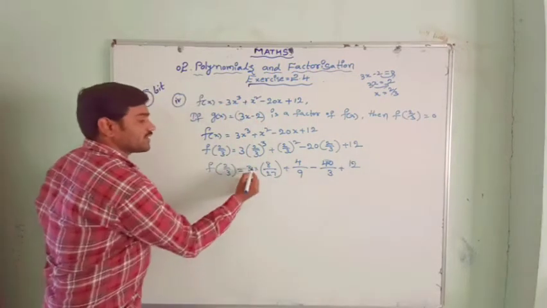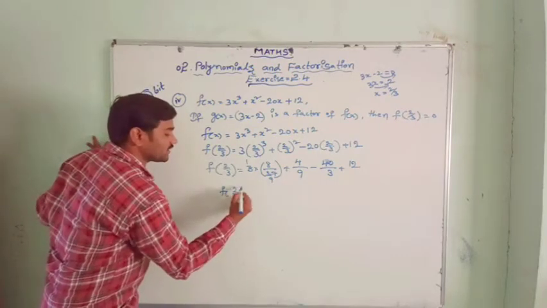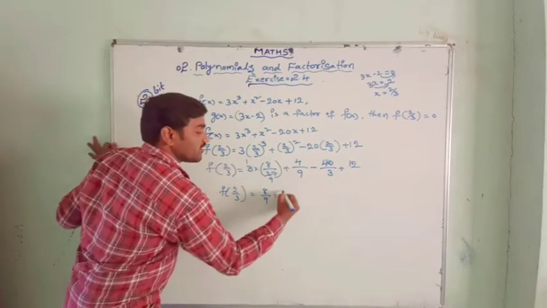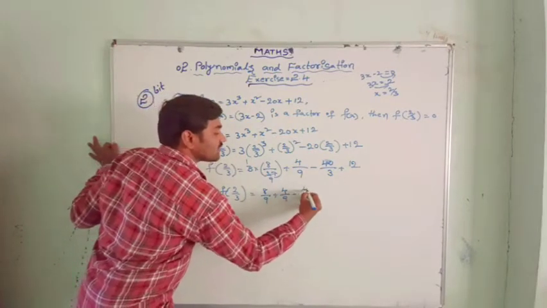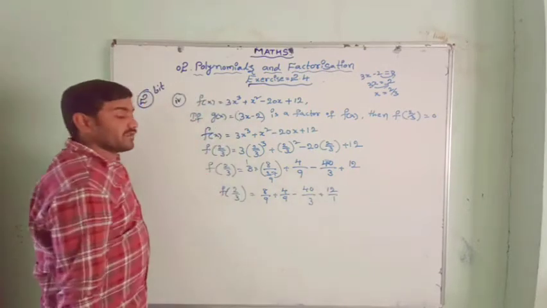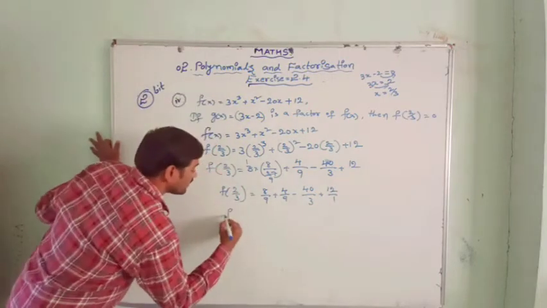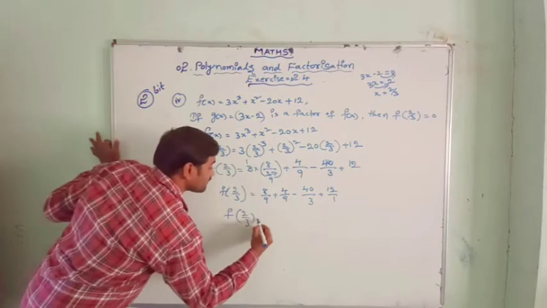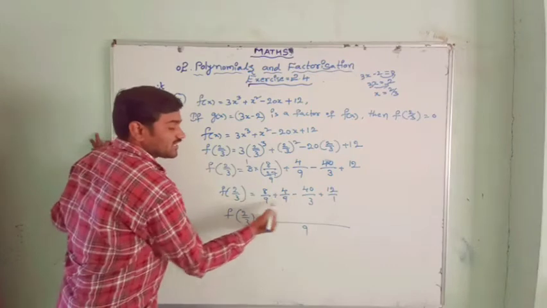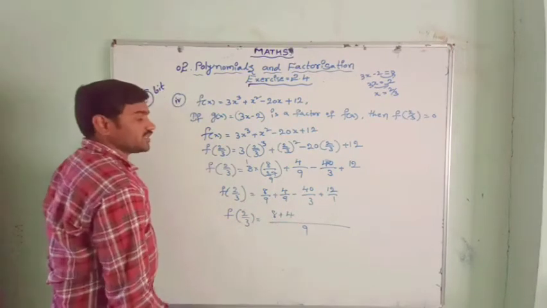Now again let us simplify. 3 ones are 3, nines are 27. At last we get f of 2 by 3 equals 8 by 9 plus 4 by 9 minus 40 by 3 plus 12, which we write as 12 by 1. Let us take the LCM of 9, 9, 3. We know that the LCM of 9, 9, 3 will be 9. Now the denominators are same, so we write the numerators using like fractions simplification.